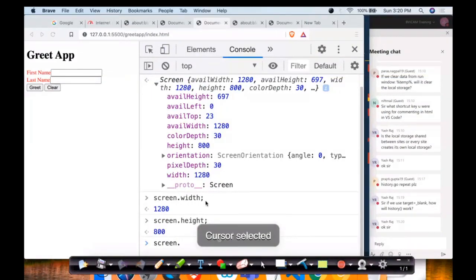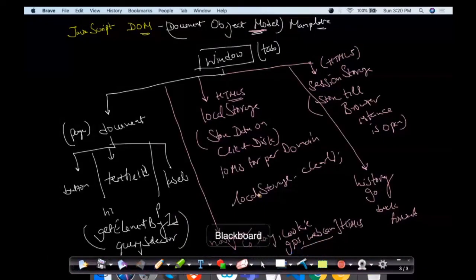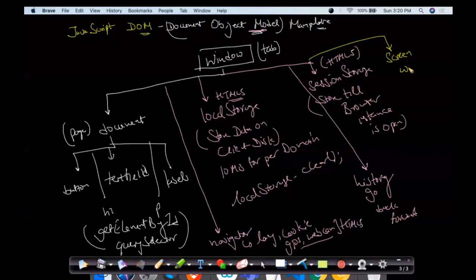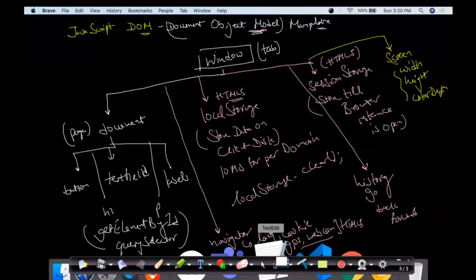So now we understand the screen object. We have covered another object called screen, and through this you can identify screen width, screen height, and screen color depth. These kinds of options you will get through screen. That's why the DOM is a very, very big thing. It provides a lot of stuff inside it.